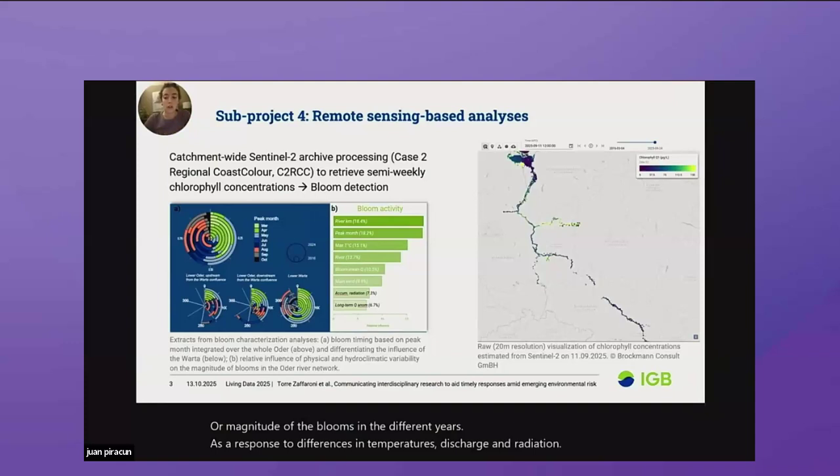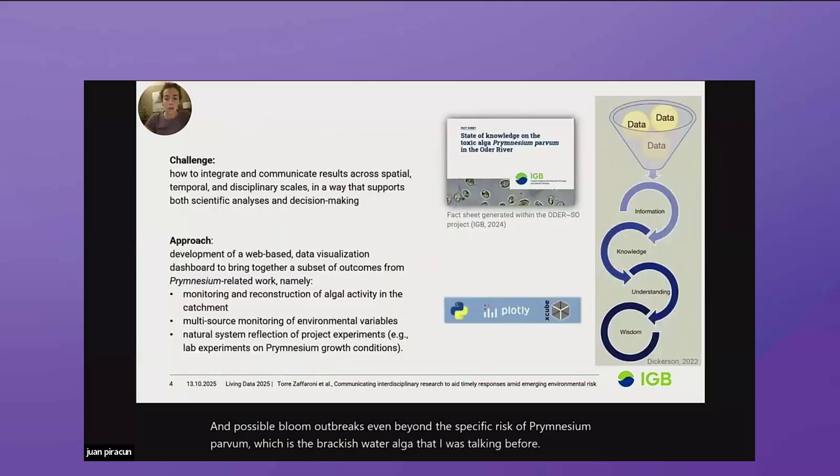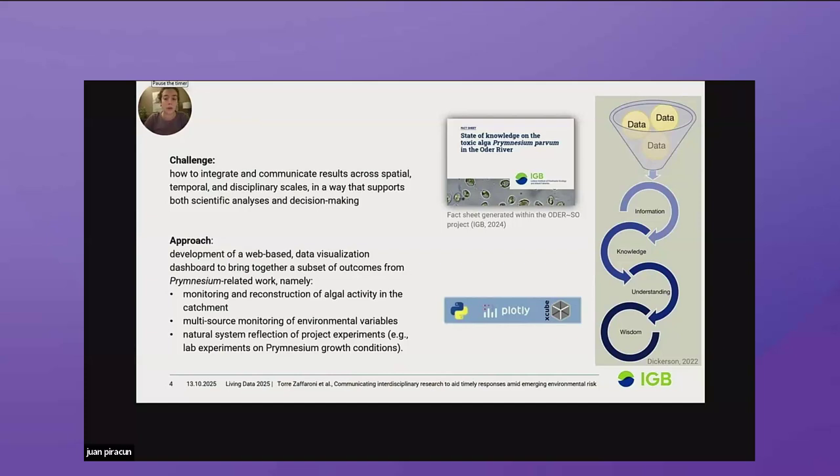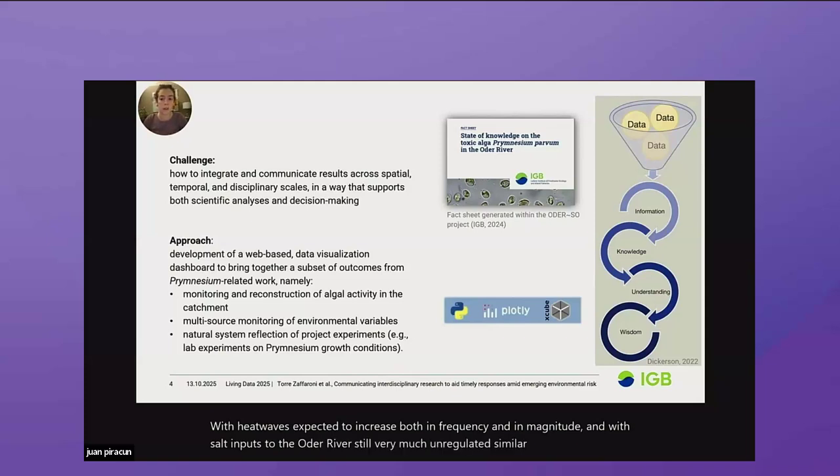Also, in the generation of this dataset, we aim to generate a near real-time evaluation of the river status that can help determine hotspots of algae growth and possible bloom outbreaks, even beyond the specific risks of Prymnesium parvum, which is the brackish water algae that I was talking about before. With heat waves expected to increase both in frequency and in magnitude, and with salt inputs to the Oder River still very much unregulated, similar events like this may reoccur.